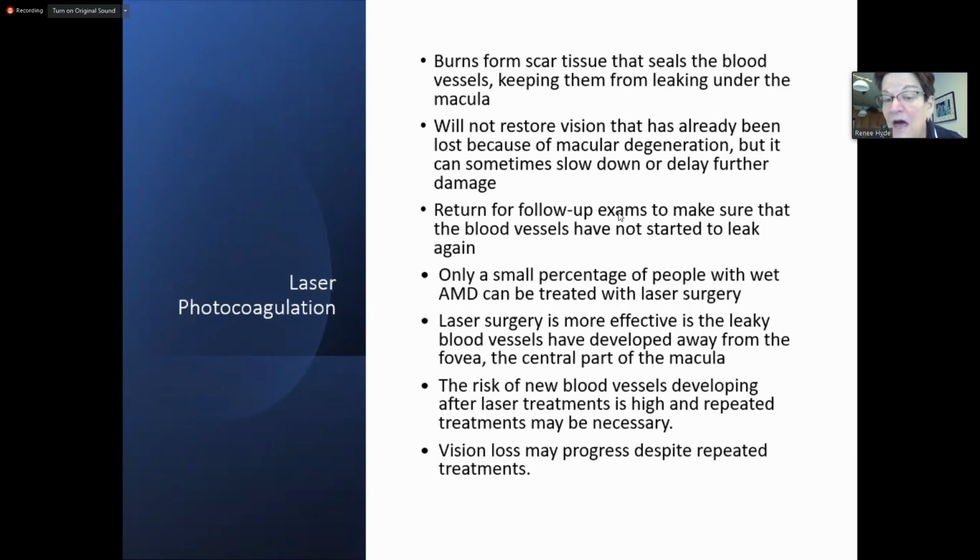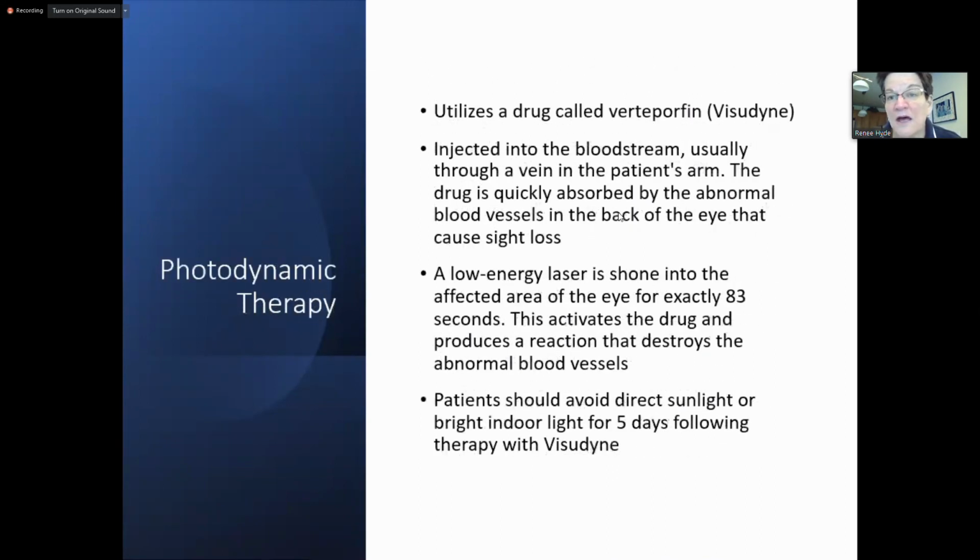We do have a risk of new blood vessels developing after that treatment, and they will have to undergo that treatment again. Sometimes vision loss may progress despite repeated treatments with laser photocoagulation. It's one of the treatments that they use. Now, this one is pretty cool.